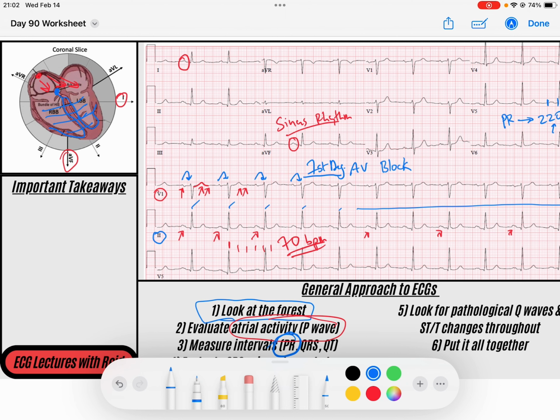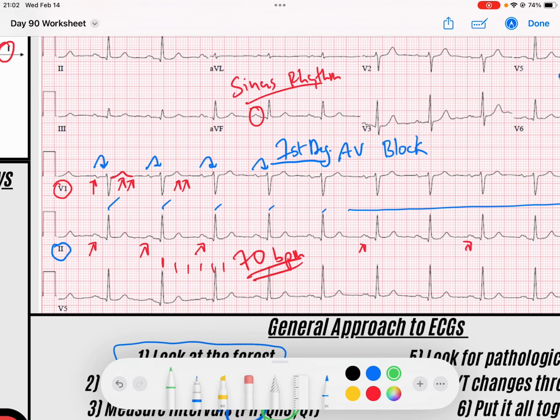And so we have our AV function kind of dialed in. Let's take a look at our QRS complexes. My QRS complex is narrow. We said it's less than, my width of my QRS is less than 120 milliseconds, or 3 small boxes. And so I'm happy with my QRS duration.